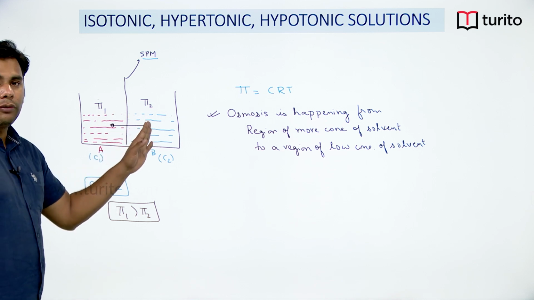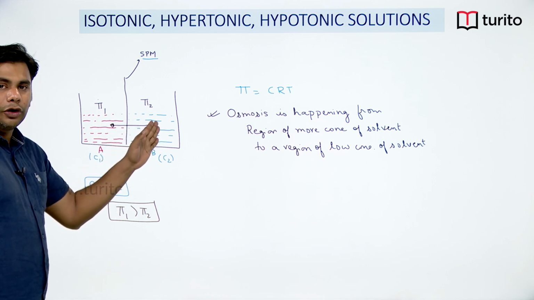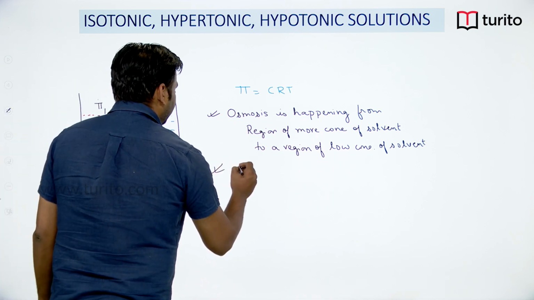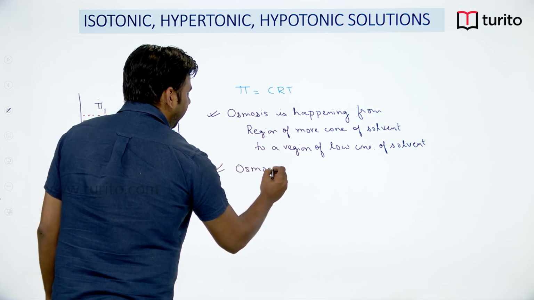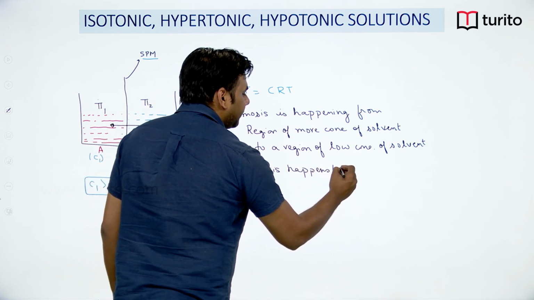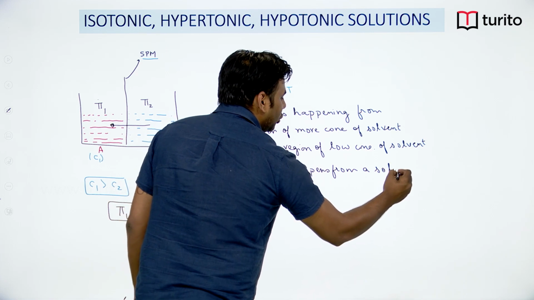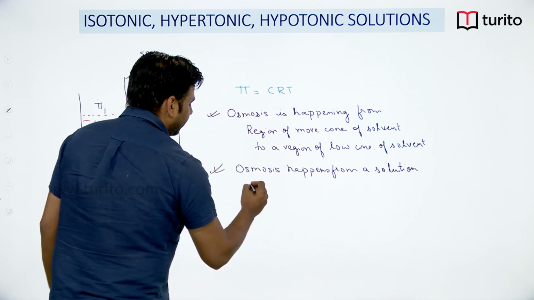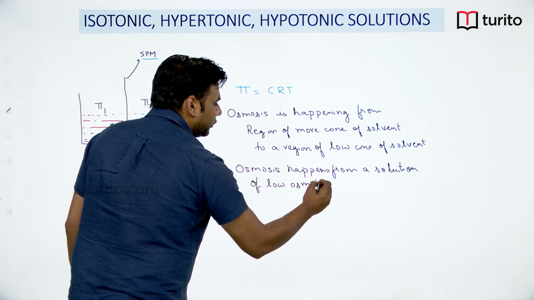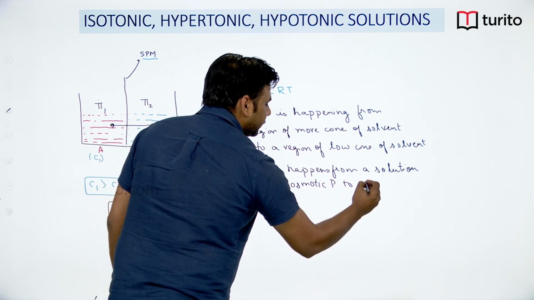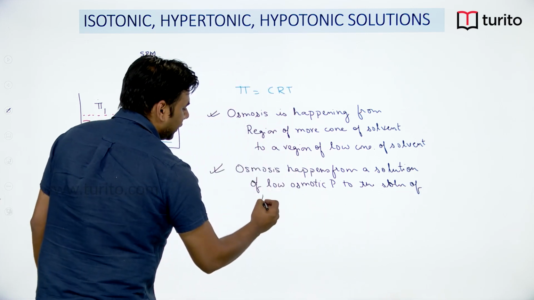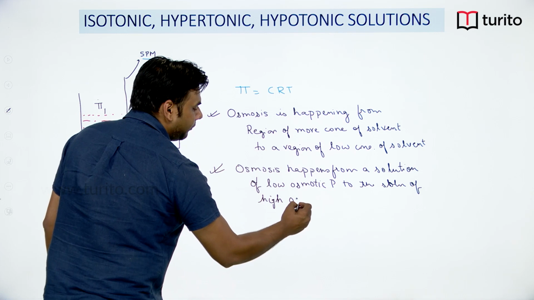So osmosis is taking place from the side which has less osmotic pressure to the side which has more osmotic pressure. So we can also say that osmosis happens from a solution of low osmotic pressure to a solution of high osmotic pressure. Okay, hope this is clear to you.